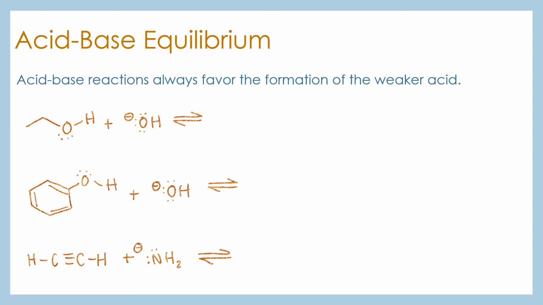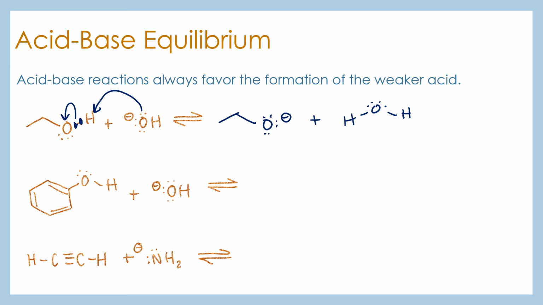So if we have ethanol plus hydroxide, hydroxide is going to end up picking up a proton from ethanol. That's going to cause us to break this bond here, and the electrons get put back onto the oxygen. So we're going to end up with ethoxide and water. So the question is, which side of the equilibrium is favored? Meaning, which one is going to have the greater concentrations?